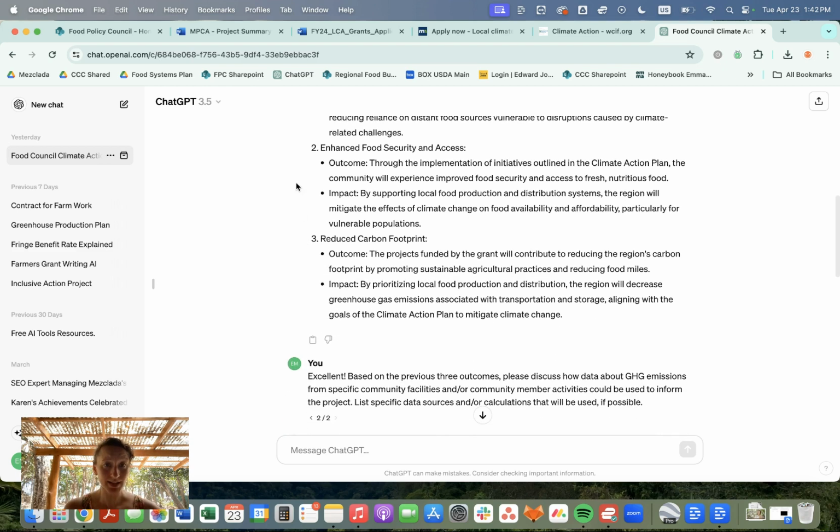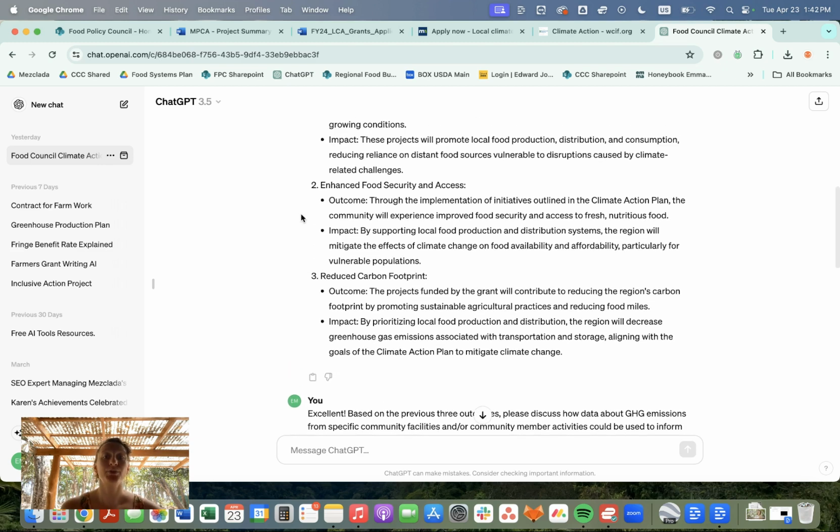Absolutely. Second one, enhanced food security and access. Outcome. Through the implementation of initiatives outlined in the Climate Action Plan, the community will experience improved food security and access to fresh, nutritious food. Yes, this is exactly what we're about. Impact. By supporting local food production and distribution systems, the region will mitigate the effects of climate change on food availability and affordability, particularly for vulnerable populations.